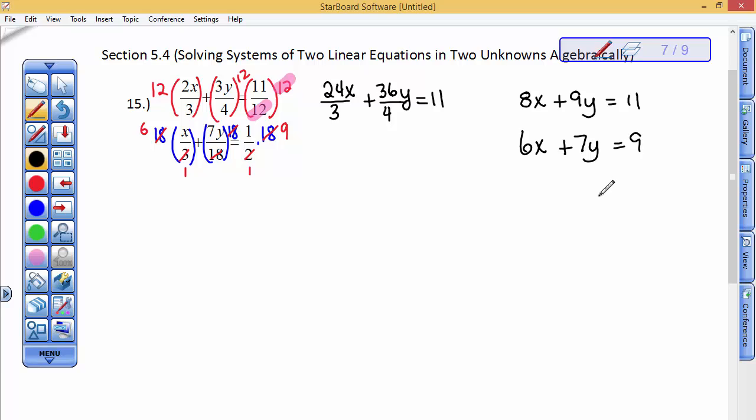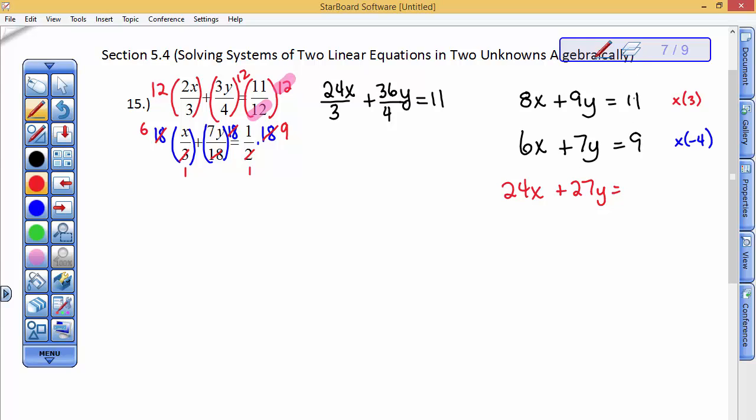And what I'm going to do is go for, you could just go for a 48 here, but 24 is the easier number. So if you multiply this equation by 3, and then maybe this equation by 4, but I'm going to multiply it by a negative 4, so that will become a negative 24. This will be the positive 24. So 8 times 3 is 24x. 9 times 3 is 27y. 11 times 3 is 33.